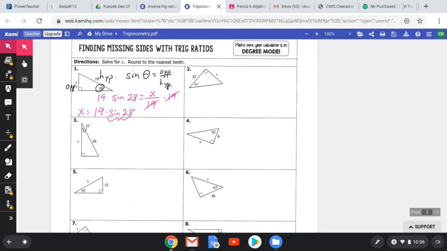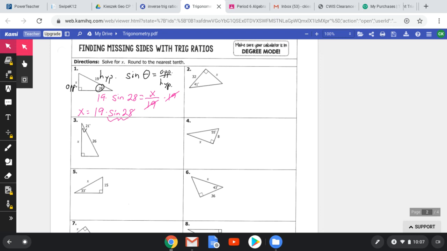You would know that you're in degree mode with the school calculators if you look at the bottom, it has DEG. If you have a graphing calculator, what you want to do is press mode, and then the third level down has radians and degrees, and you want to make sure degree is highlighted.